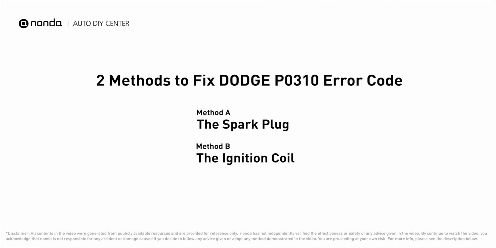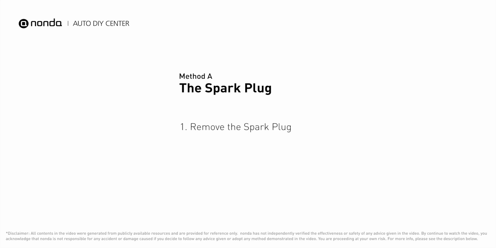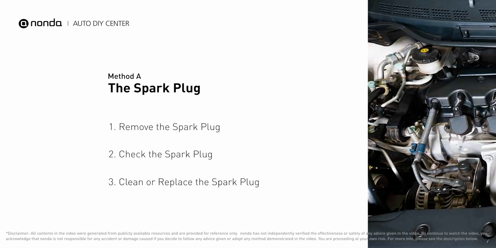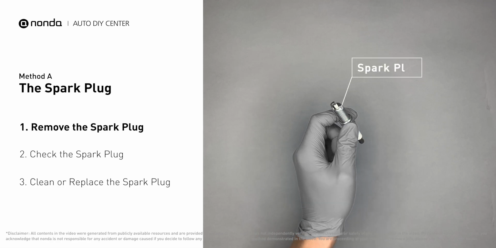Here are 2 of the most practical solutions to fix Dodge's P0310 error code. Method A, the spark plug. The spark plugs are located at the engine end of the wires under the plug covers that attach them. First, carefully remove the spark plug.